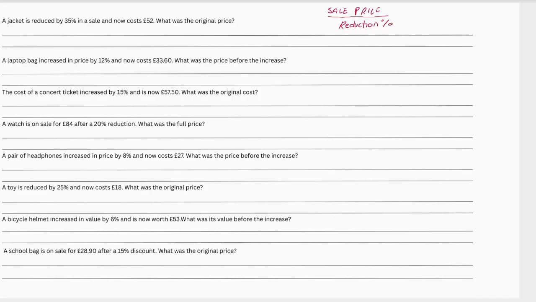And another key piece of information you need is to remember 100%. Everything's out of 100%, and we're going to convert it into pounds when needed. Okay, so those are just three little points to know. So a jacket is reduced by 35% in a sale and now costs £52. What was the original price?